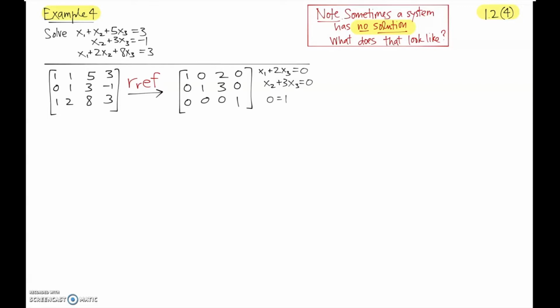So this is the tip-off right here. We've ended with a false statement. This can never be true, so the system has no solution. This is an inconsistent system. When you come up with a false statement like this, 0 equals 1, it's an inconsistent system. And this is what it'll look like. That last row will be 0 equals 1. There is no solution. And we just end there. That's the answer. You just have to state that there is no solution.